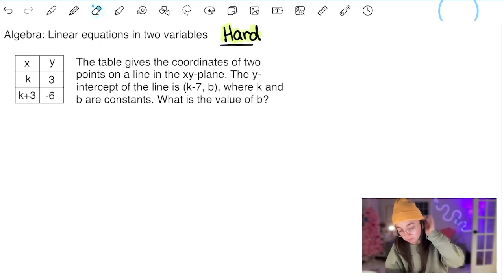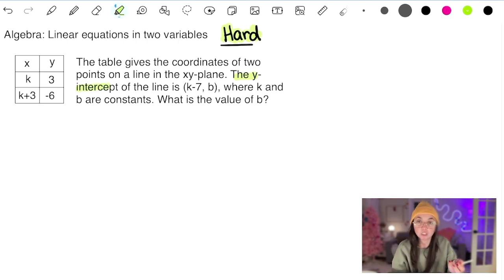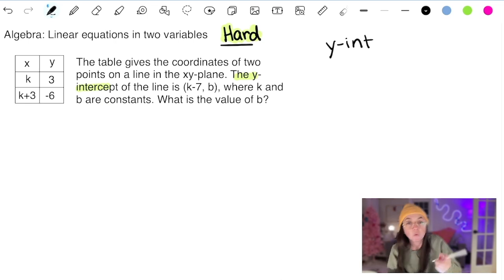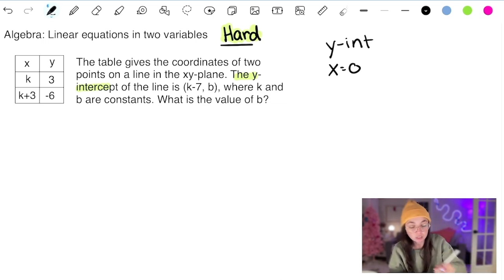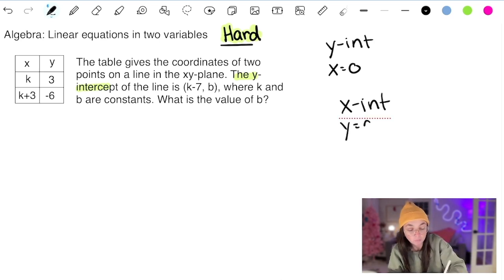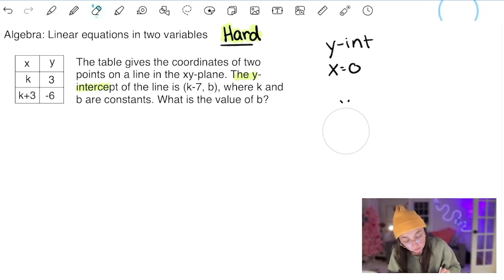So first thing to note is that when we are looking for a y-intercept, so it says here, let me highlight it, the y-intercept of the line is blah, blah, blah. Now, when we're trying to solve for a y-intercept, what we typically want to do is set x equal to 0. Okay, keep that in mind. It's really important for the SAT. Additionally, kind of a side note, if you're looking for the x-intercept of something, you're going to set y equal to 0, okay? So you set the opposite variable to 0, all right? But here, we're not doing that.